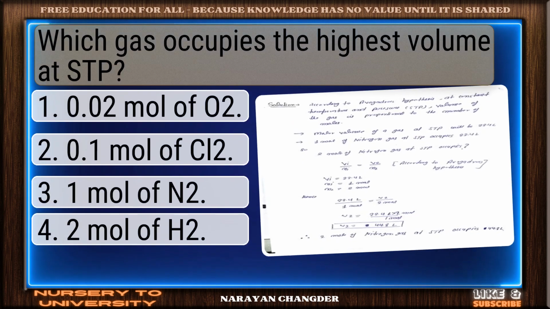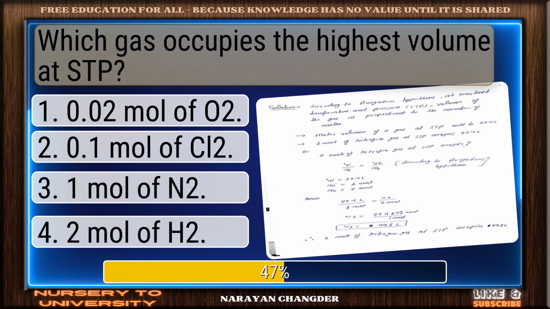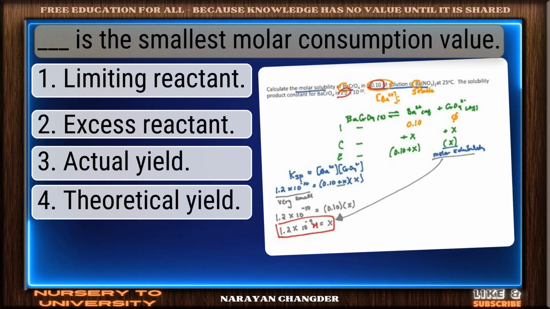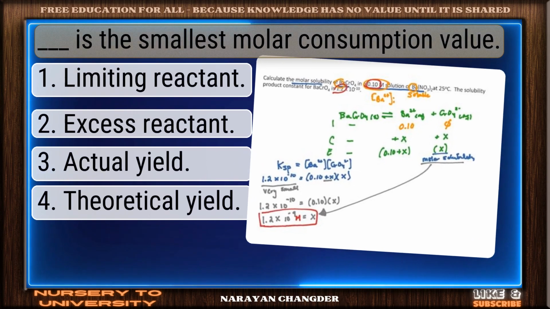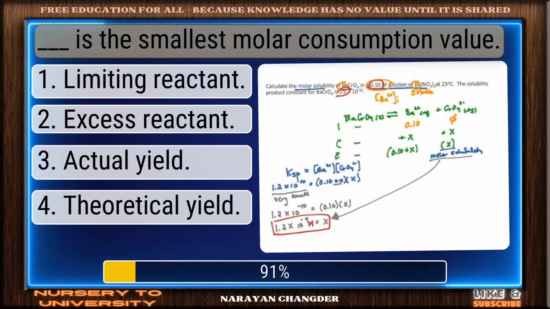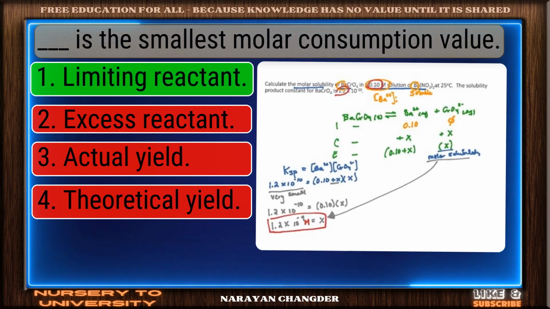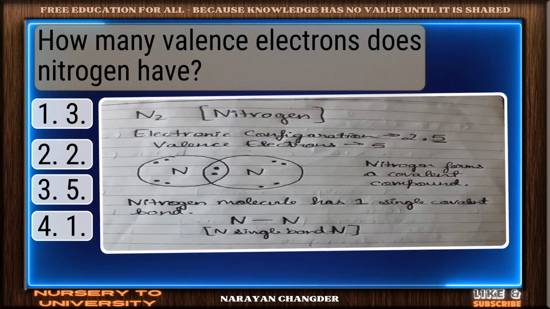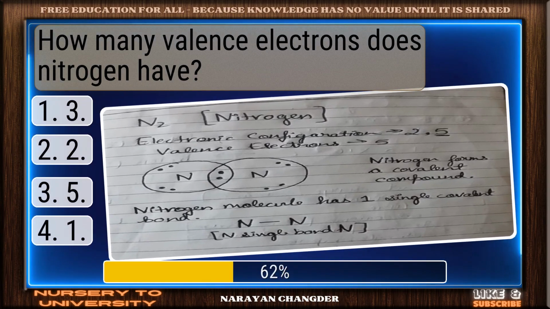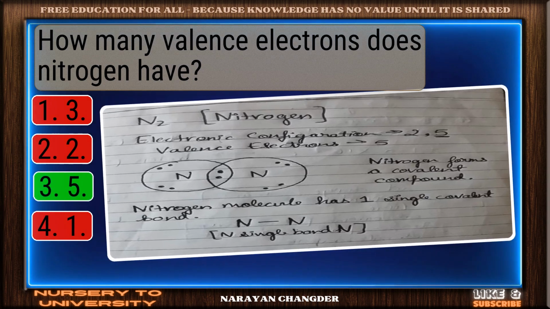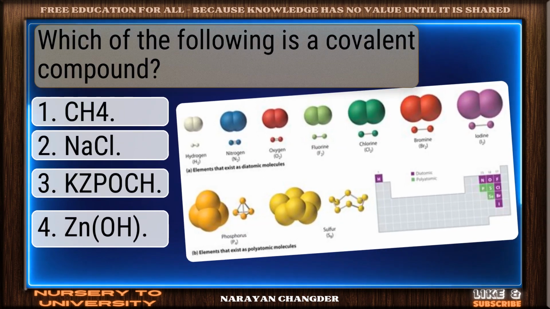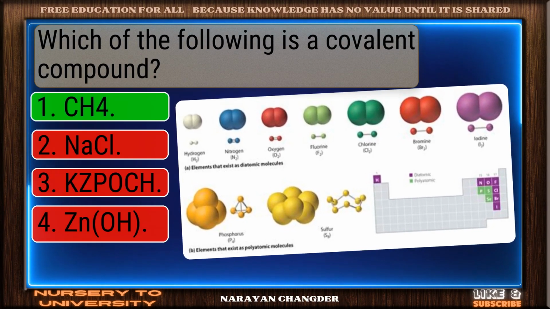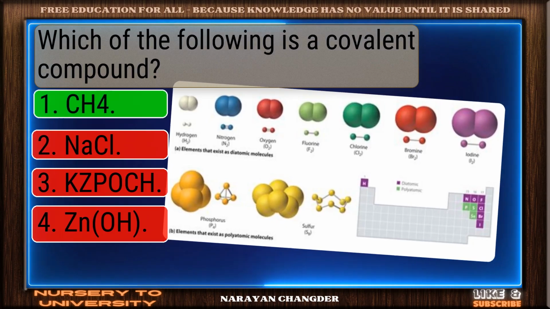Which gas occupies the highest volume at STP? Well picked. 2 mol of H2 is the correct answer. Dash is the smallest molar consumption value. Nice selection. Limiting reactant is the correct and valid answer. How many valence electrons does nitrogen have? Excellent choice. 5 is the right answer. Which of the following is a covalent compound? Sharp thinking. CH4 is the right choice.